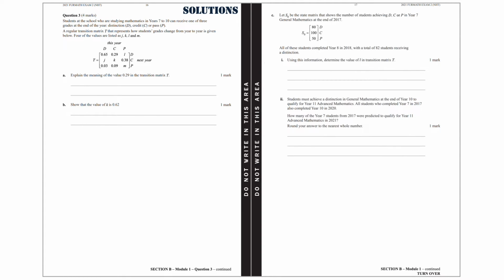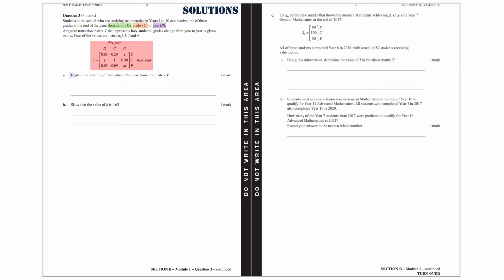Students at the school who are studying mathematics in year 7 to 10 can receive one of 3 grades at the end of the year: distinction, credit, or pass. A regular transition matrix T that represents how students' grades change from year to year is given below. 4 of the values are listed as J, K, L, and M.